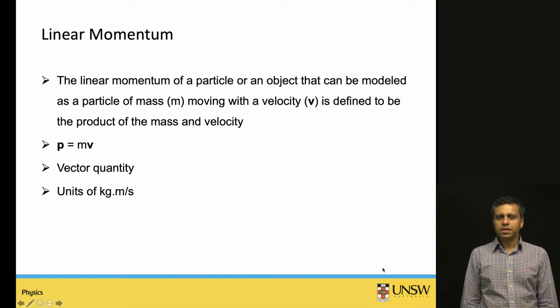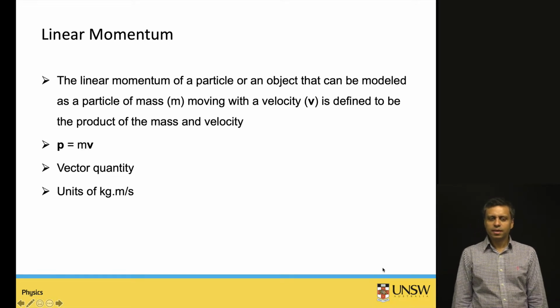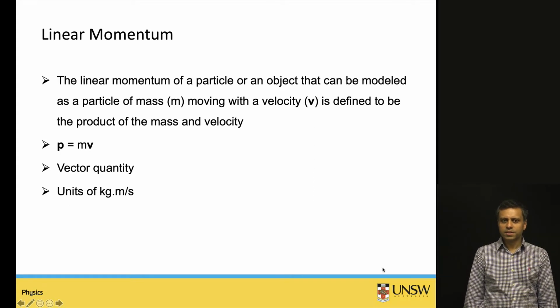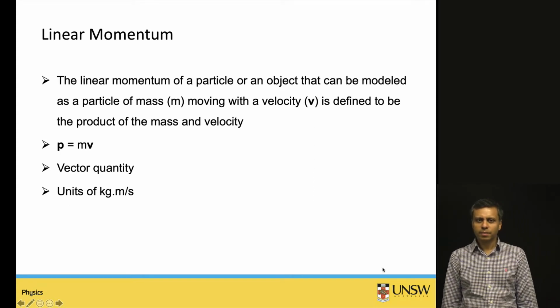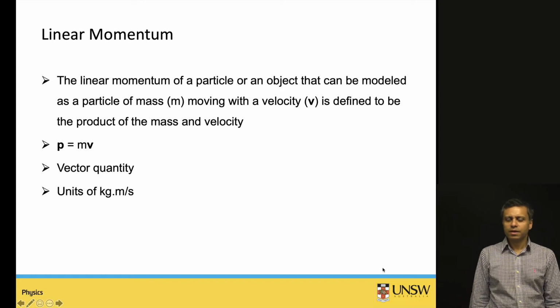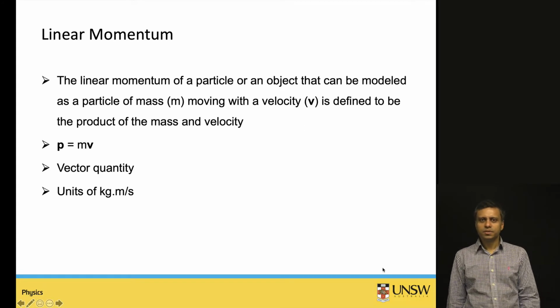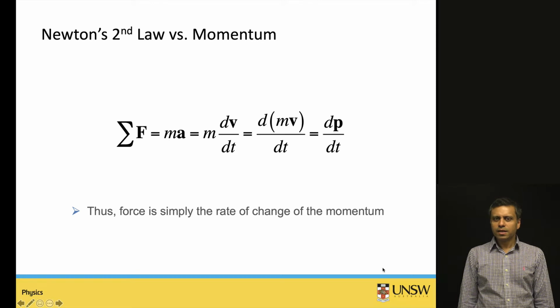So from the relationship P equals mv, you can immediately see the more massive an object is, the higher is its momentum. Also, if the object is traveling at a higher velocity, then the momentum is also larger. So the linear momentum is directly related to Newton's second law.